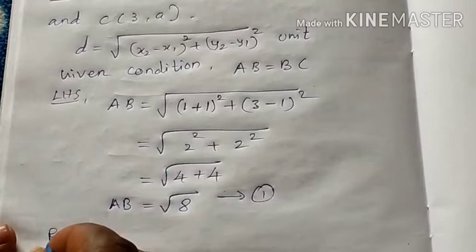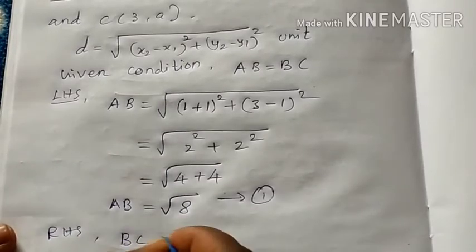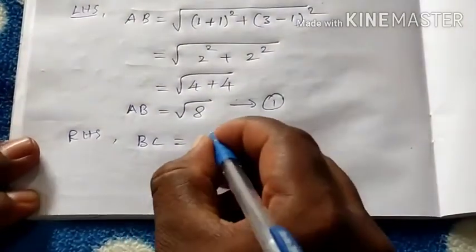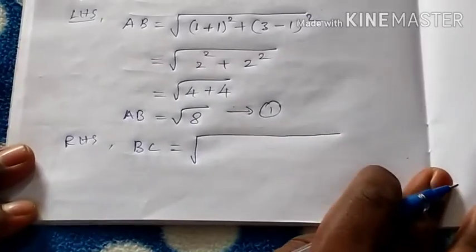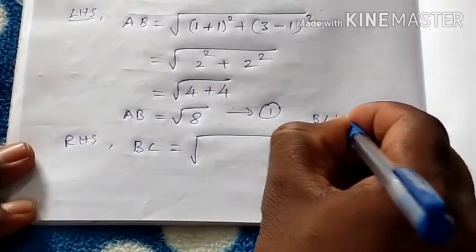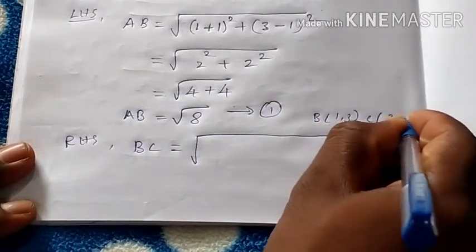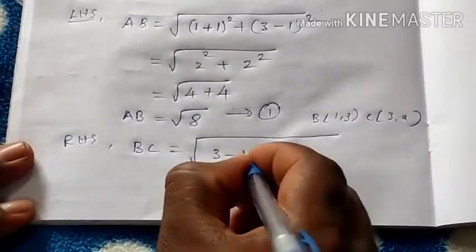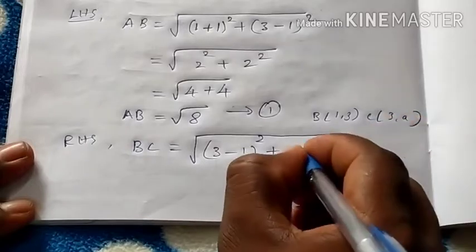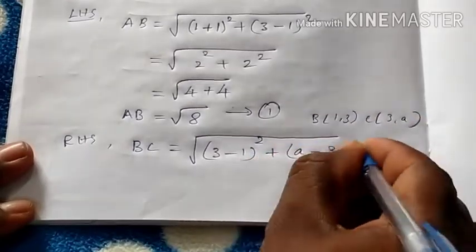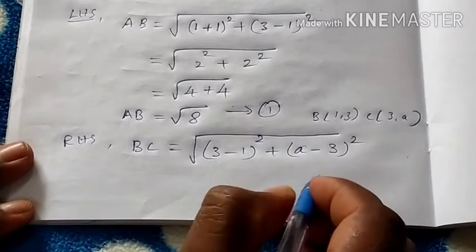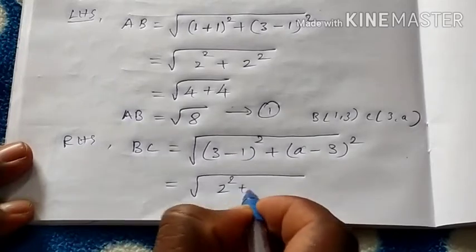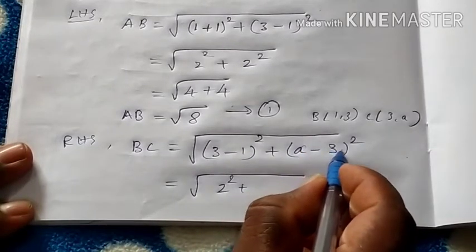Next, consider the RHS. The RHS value is BC. This is the given condition, so RHS is BC. BC is equal to the square root of, now compare the B and C points. The B point is (1, 3) and C is (3, a). This is x1, y1, x2, y2, so (x2 minus x1) the whole square plus (y2 minus y1) the whole square, where y2 value is a. It is equal to the square root of (3 minus 1 is 2) 2 squared plus (a minus 3) the whole square.